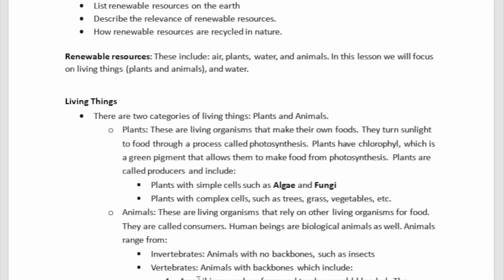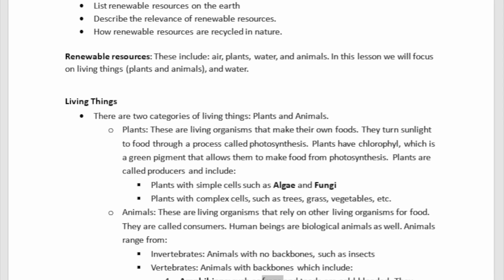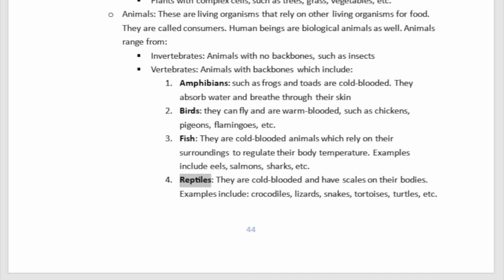things like amphibians. Say with me, amphibians. So those are going to be frogs and toads, and they are cold-blooded, meaning that they absorb water and breathe through their skin. Amphibians. Then there are birds, which are warm-blooded, like chickens and pigeons and flamingos and all that. And then there is fish. And then there are reptiles, like cold-blooded animals too that have scales on their bodies.